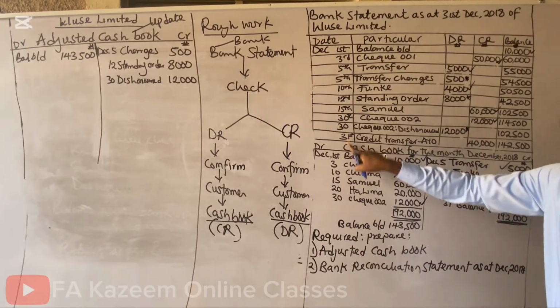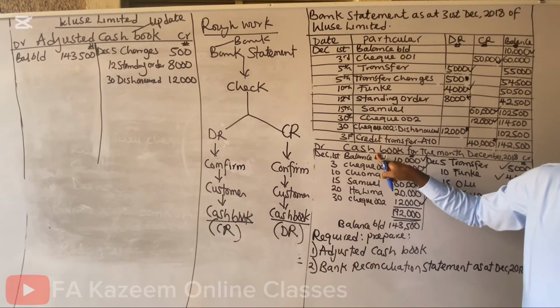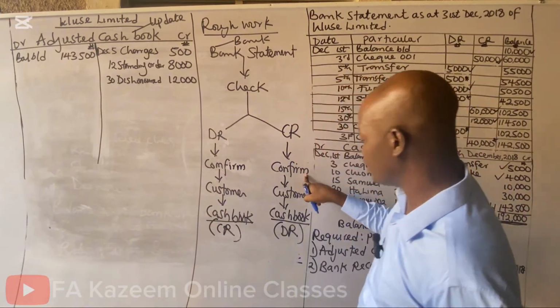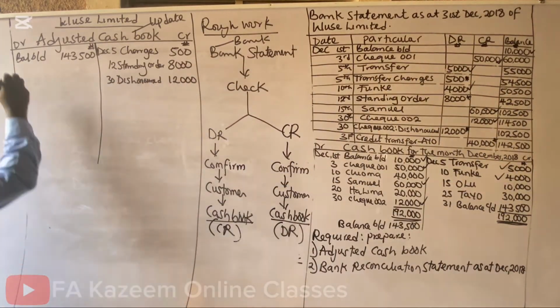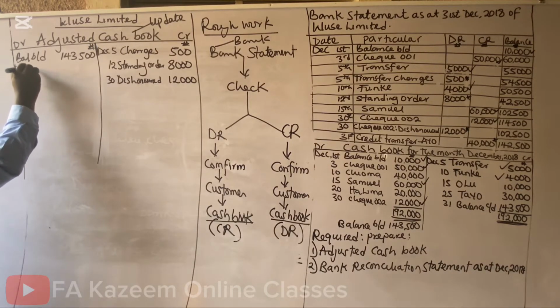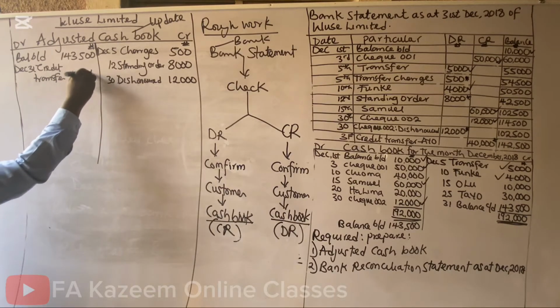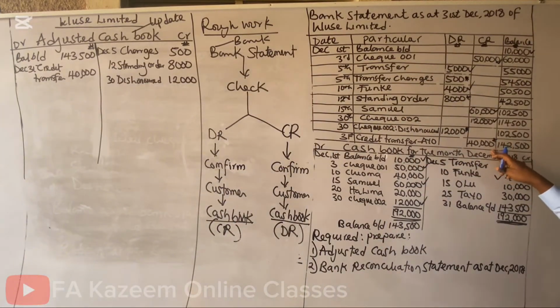Credit transfer on 31st is not here. Meaning the customer forgot to record credit transfer in his own cash book. And that has caused disagreement. The bank has recorded 40,000 credit. By confirming it on the debit side, we could not see that credit transfer. You help the customer now on December 31st, we call it credit transfer. How much? 40,000. Now, after the 40,000, is there any other item? No, there's no other item again.